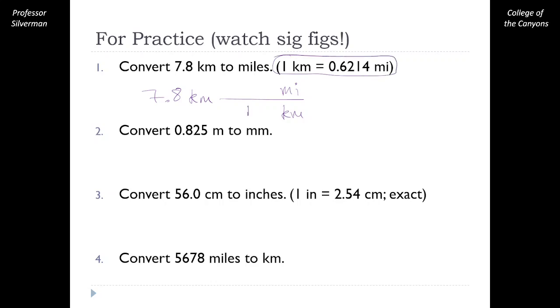1 kilometer is the same as 0.6214 miles. Now when we start to do our math, kilometers cancels with kilometers, miles doesn't cancel with anything, and we'll end up with our value in units of miles.